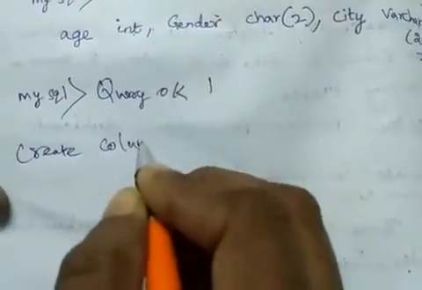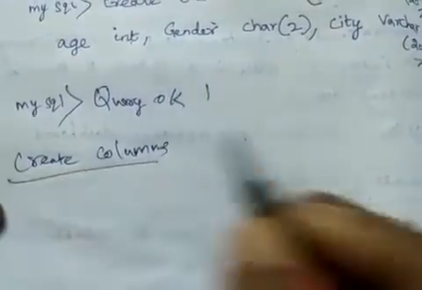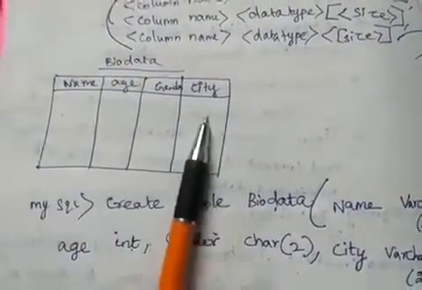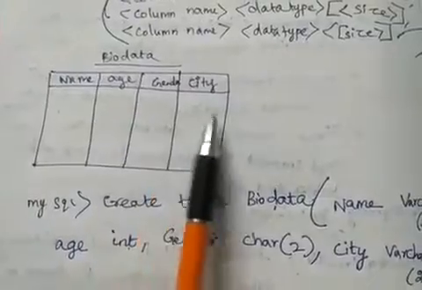Next topic you are going to see is create column. How to create a column? Already you have studied how to create a column and what the columns are. The vertical portion in a table is called a column. So here how many columns are you having? 4 columns: name, age, gender and city.